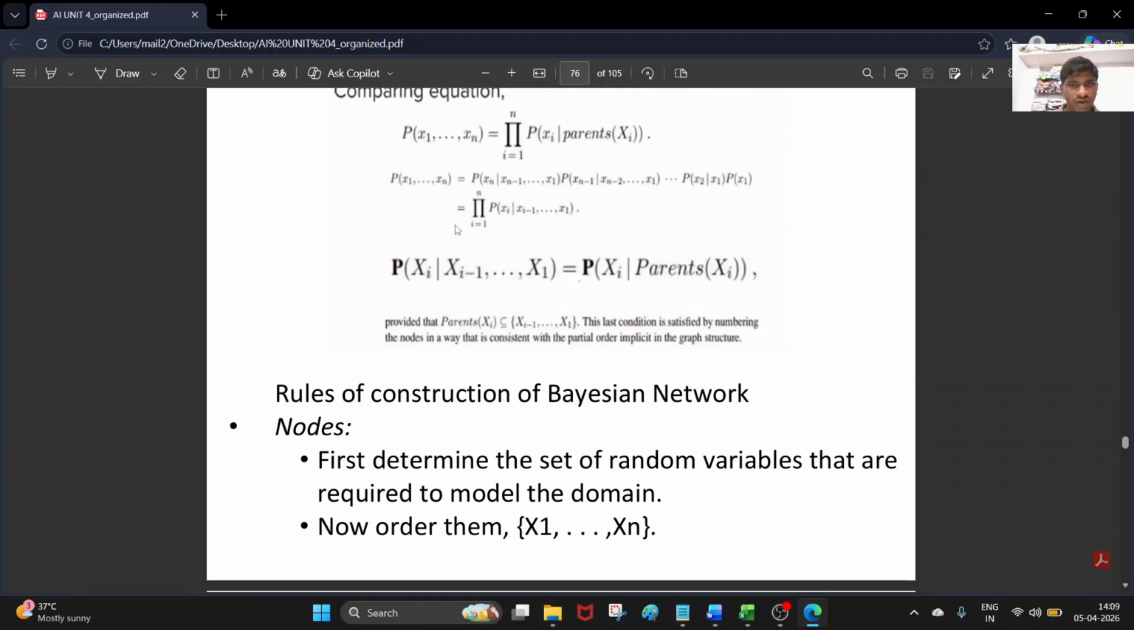From this we have arrived at the conclusion that P of Xi is nothing but, provided the parent of Xi is a subset of Xi minus 1, etc. up to Xn. This last condition is satisfied by numbering the nodes in a way that is consistent with the partial ordering implicit in a graph structure.